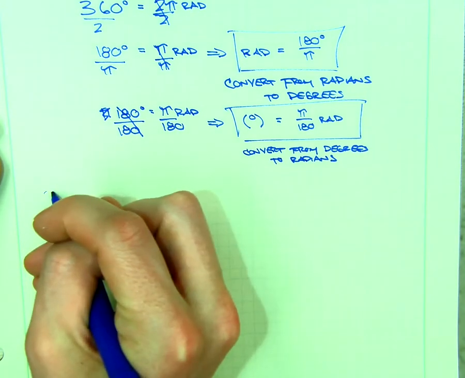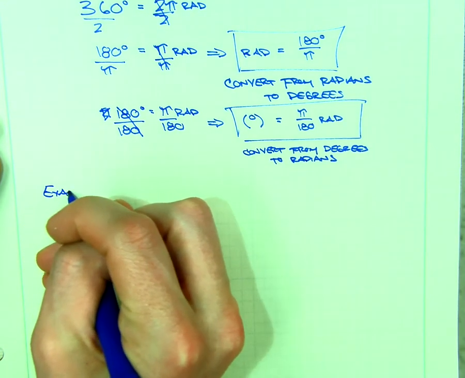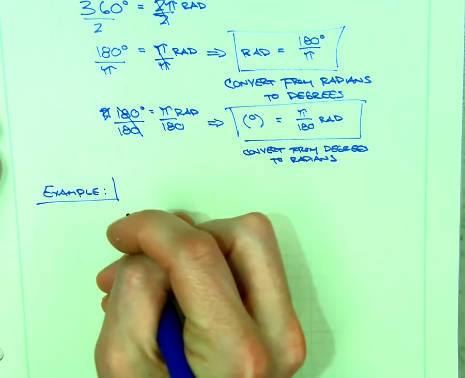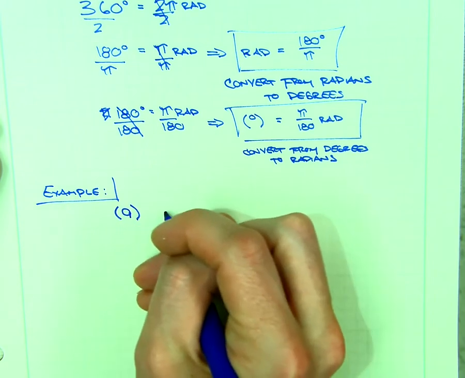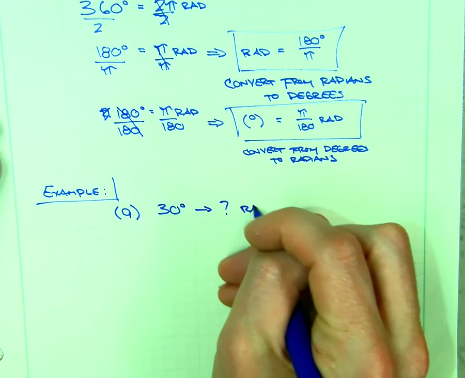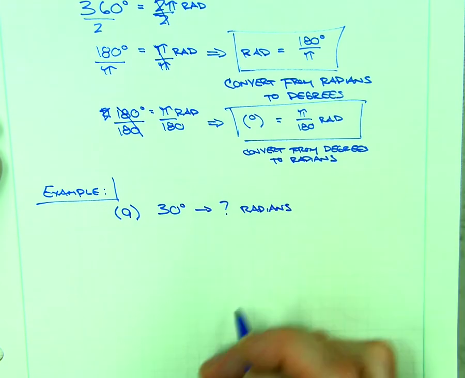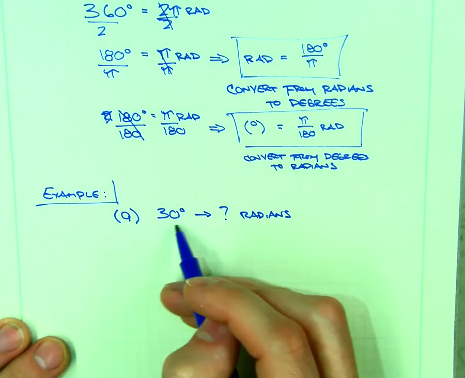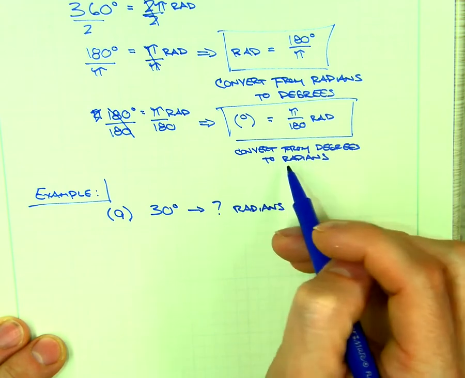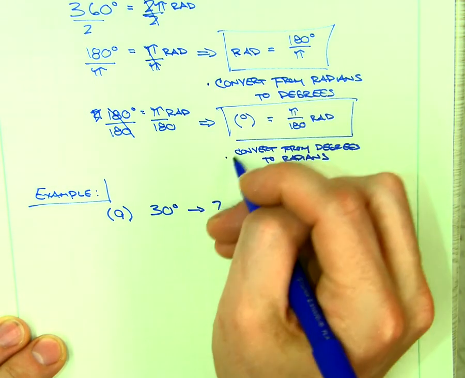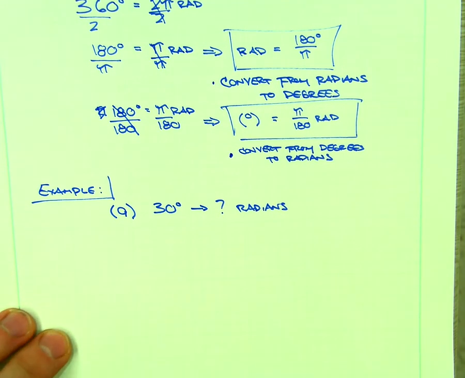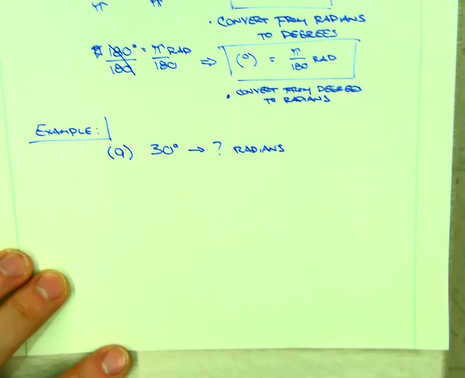So, for example, let's start off with a pretty mellow one. I want you to convert 30 degrees to radians. Put a question mark radians. And so all I really need to do is just take this degrees and multiply it by pi over 180, because right here I'm converting from degrees to radians. Multiply by pi over 180, and that gives me the entire complete answer in radians.